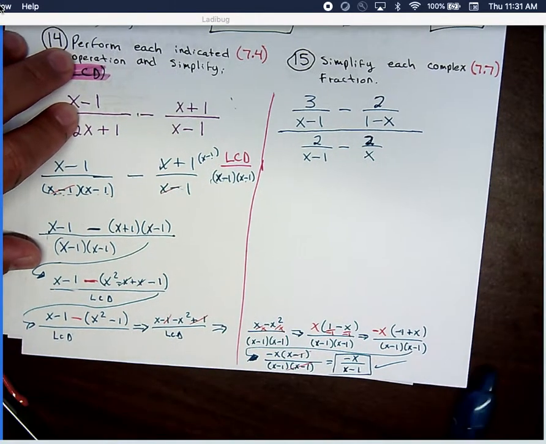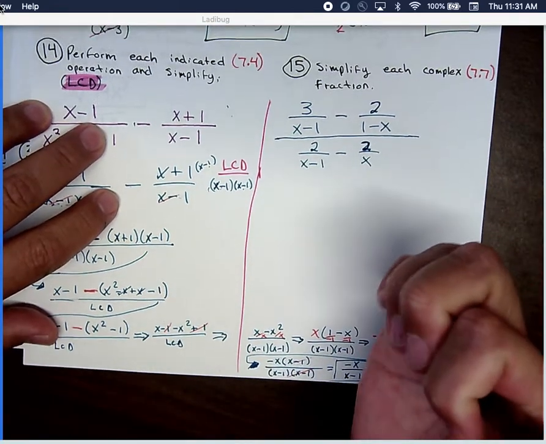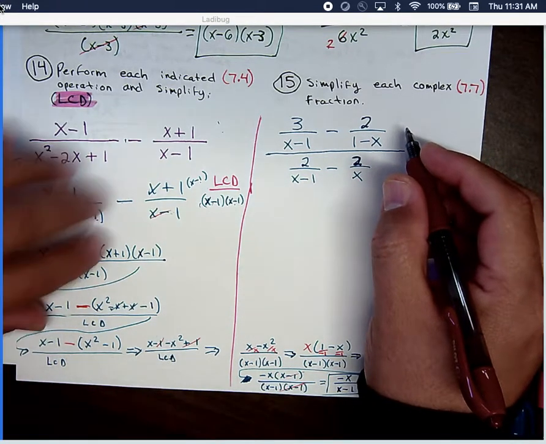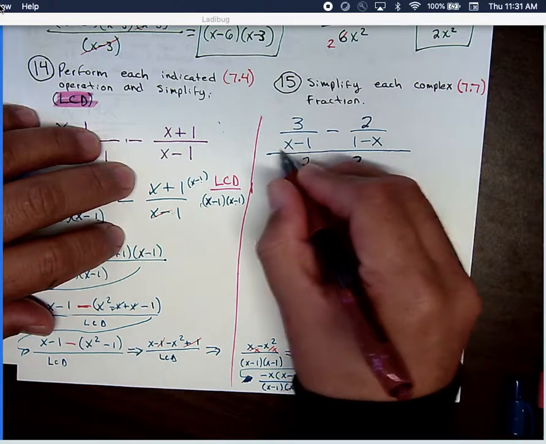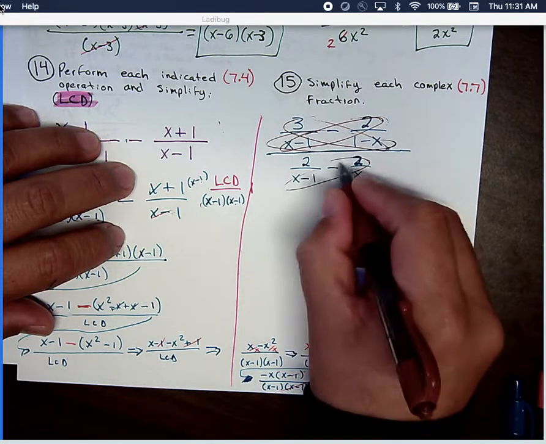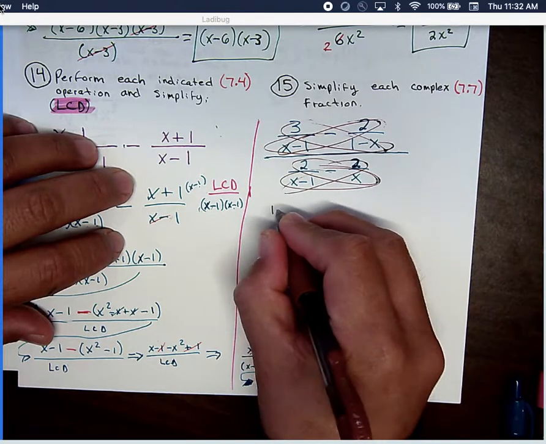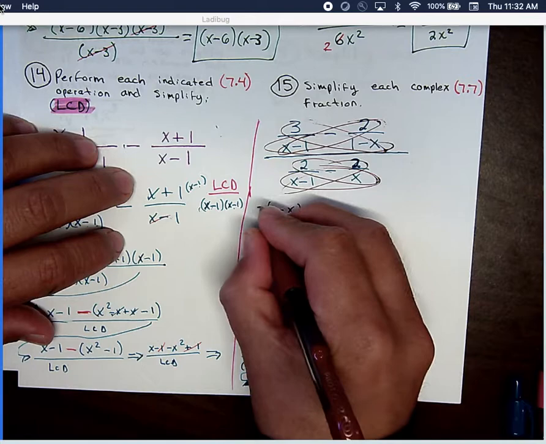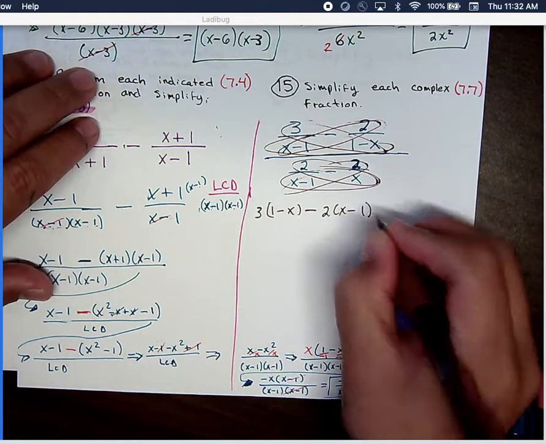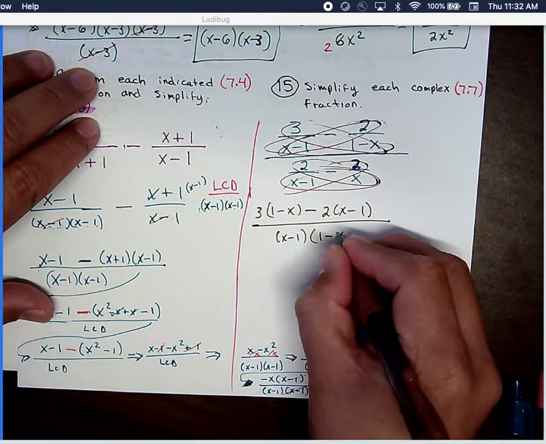So this one I'm gonna do it a different color so that you guys don't get confused. So this is the complex fractions, the rational expressions. So what are we gonna do here? We're gonna do the butterfly for both of them. So it's 1 minus x times 3 minus 2x minus 1 over x minus 1 and times 1 minus x.